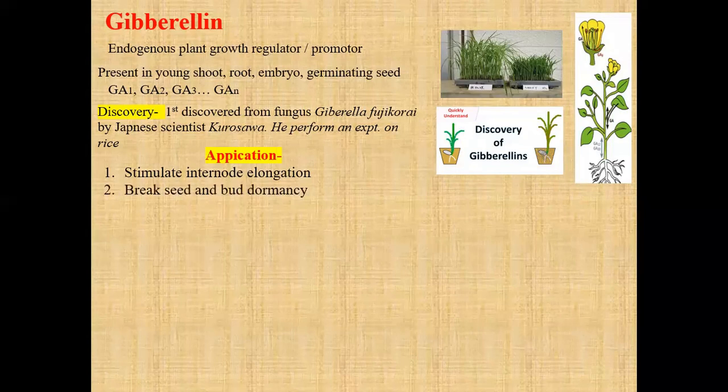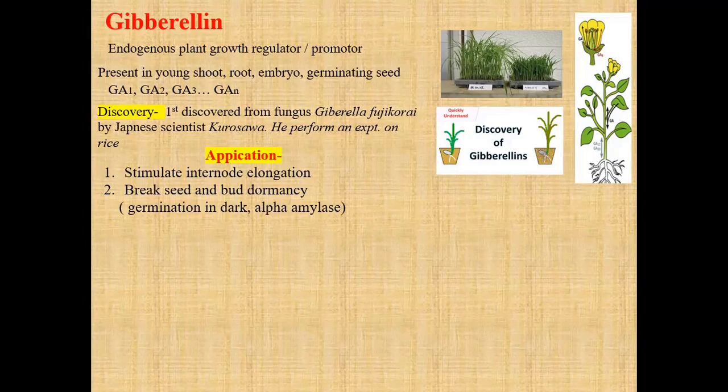The second application is that it breaks down the dormancy of the seed and the bud. In the germination period, some plants germinate only in the presence of light. They are not able to germinate in the absence of light. But if you give gibberellin, these seeds or buds will germinate even in the dark. Means if no light is present, these seeds or buds still show germination.